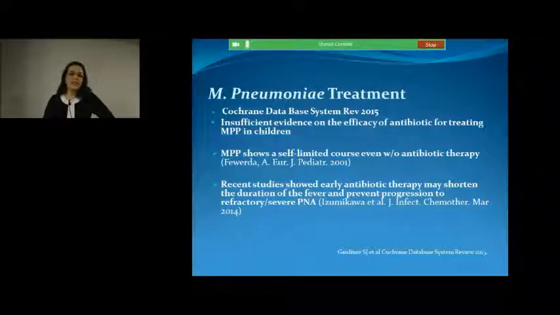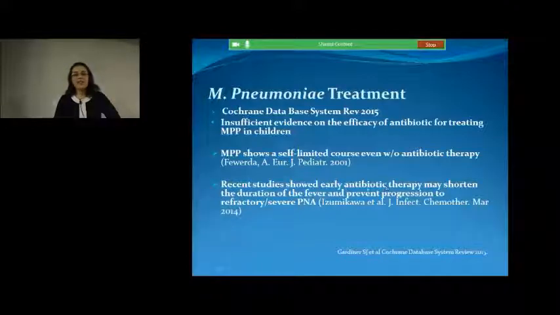However, recent studies show that early antibiotic therapy may shorten the duration of the fever. It may prevent the progression to refractory or severe pneumonia.